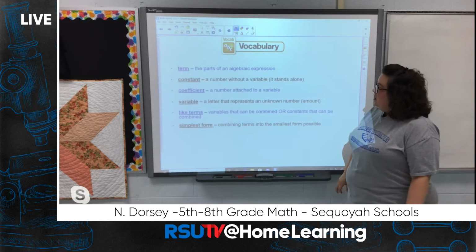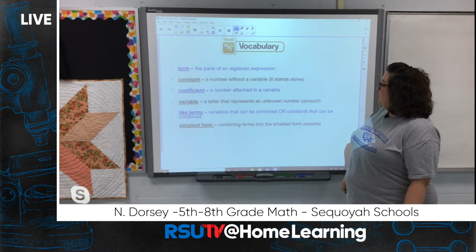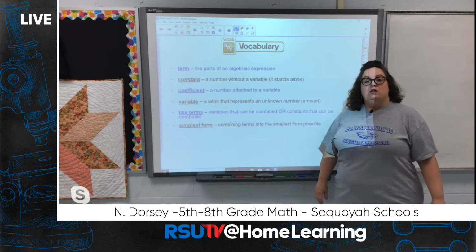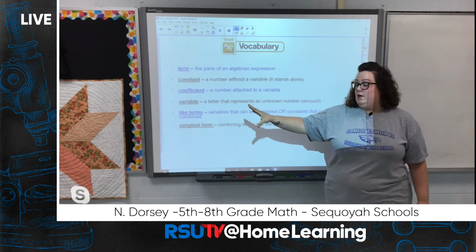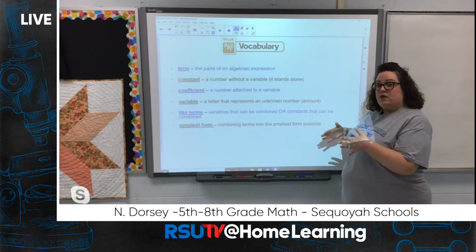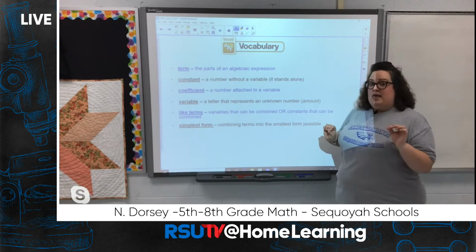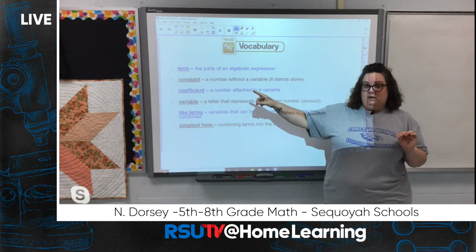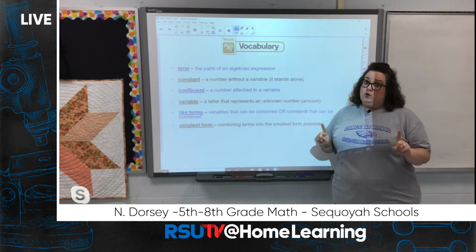Like terms. Like terms are variables that can be combined or constants that can be combined. So we've got variables in one category, which are letters from the alphabet, or constants that are in another category. And remember, those are the numbers that stand alone. I can't put together A and T because they're in 2 different groups.